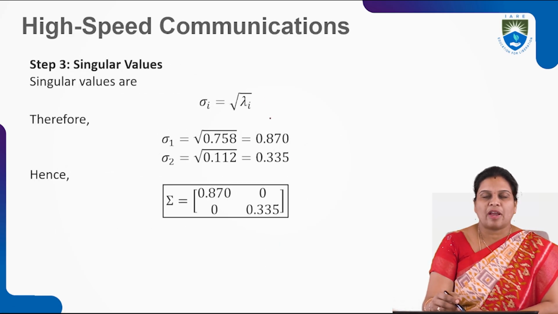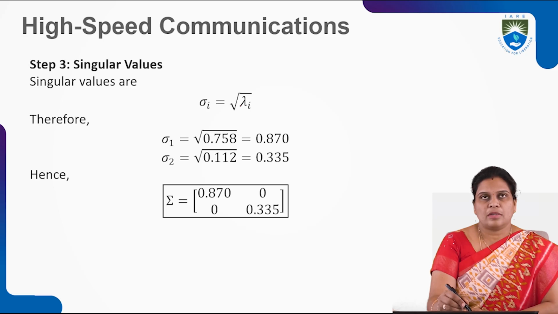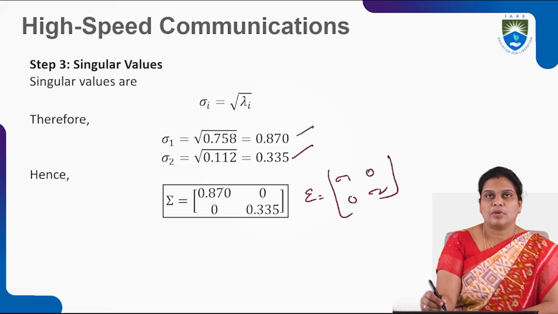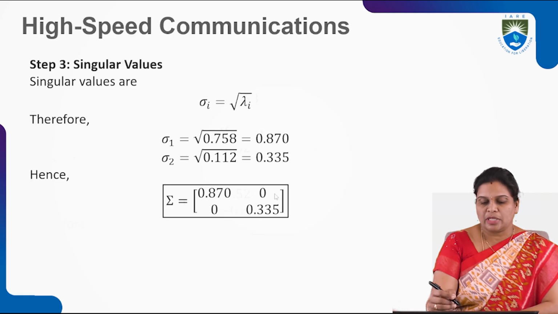The next one, singular values. So how to find the singular values? This is rho of i equal to square root of lambda i. Already we found lambda 1 and lambda 2, and by using this, rho 1 and rho 2, that is 0.75 and 0.11, 0.870, 0.335. So now what are the lambda 1, lambda 2? Here the diagonal values are lambda 1, 0 and lambda 2. Sorry, not lambda 2, rho 1 and rho 2. So the diagonal values are 0.87 and 0.335.